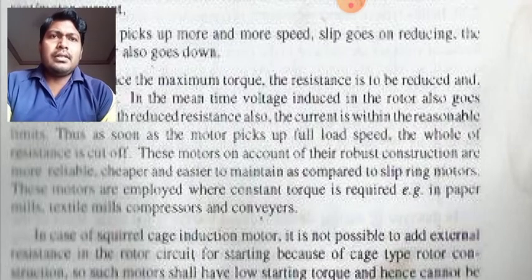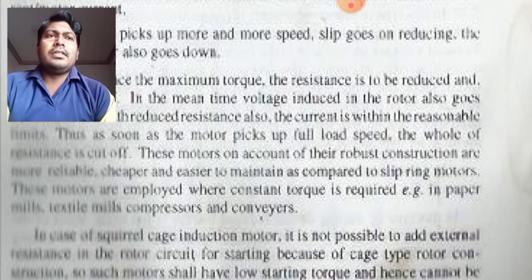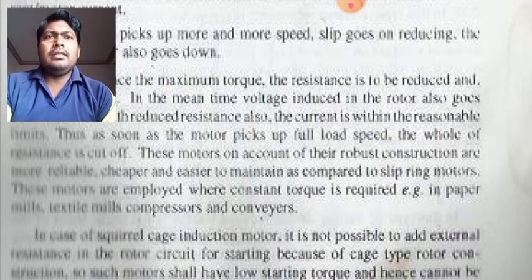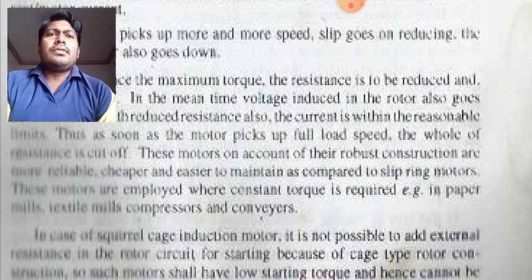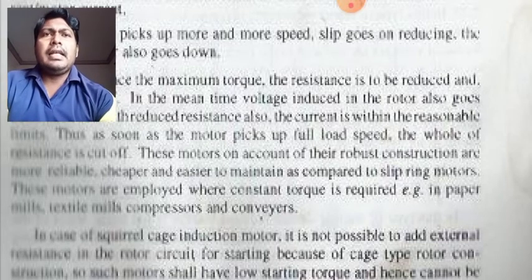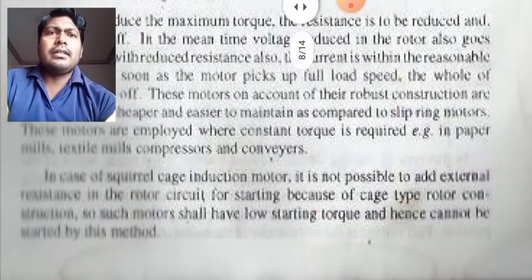So mind you students, the applications which I have just mentioned involve a high amount of torque during starting. You can take the example of paper mills, textile mills, compressors, or conveyors. They involve a high amount of starting torque. In case of a squirrel cage induction motor, it is not possible to add external resistance. So why is it not possible to add external resistance in a squirrel cage induction motor?